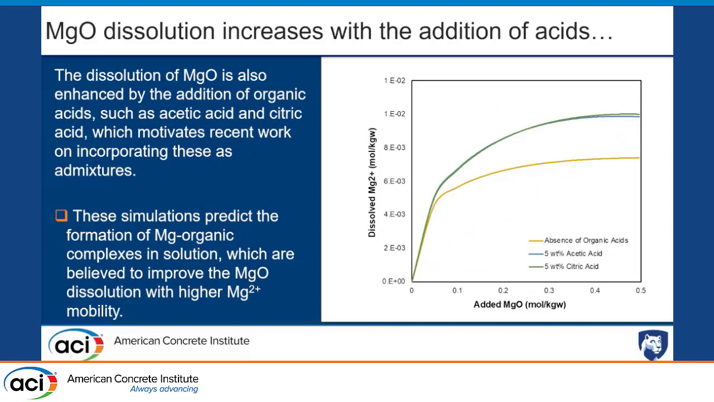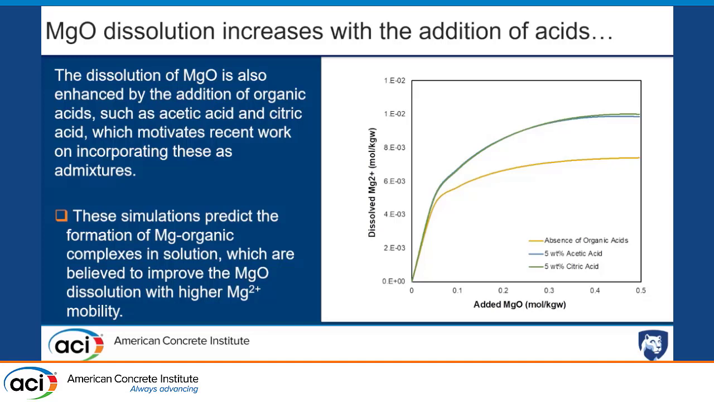Fantastic. So another thing that we were asking is about the addition of acids. What is the effect of organic acids, such as acetic acid or citric acid, on the dissolution of this magnesium oxide? What we're seeing here is that in the absence of acids, that yellow line here, is what we saw before. When we add just 5 weight percent of either of those two acids, we get an increase in the dissolution of that magnesium oxide, which is fantastic because we can think about these acids as admixtures for this novel cement chemistry system.